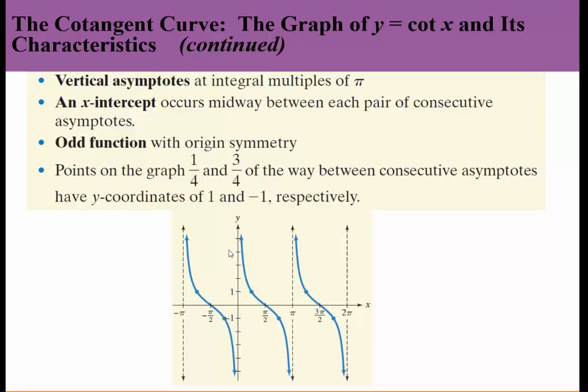It's going to behave about the origin here. This goes to here, this goes to here. This does reflect about the origin, and those quarter of the way and 3/4 of the way points are going to give you your nice cotangent values.